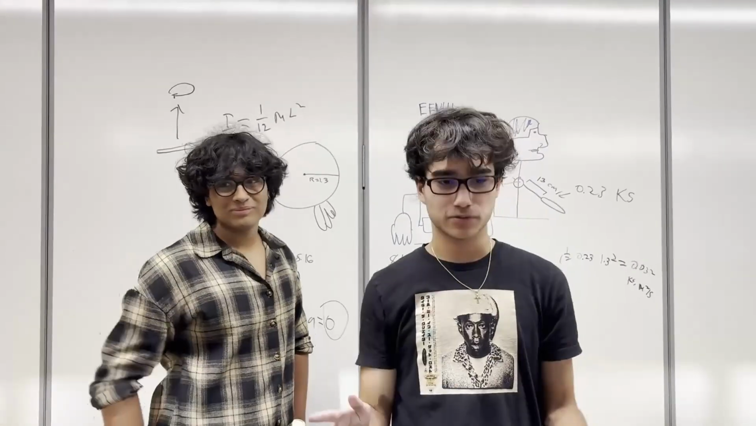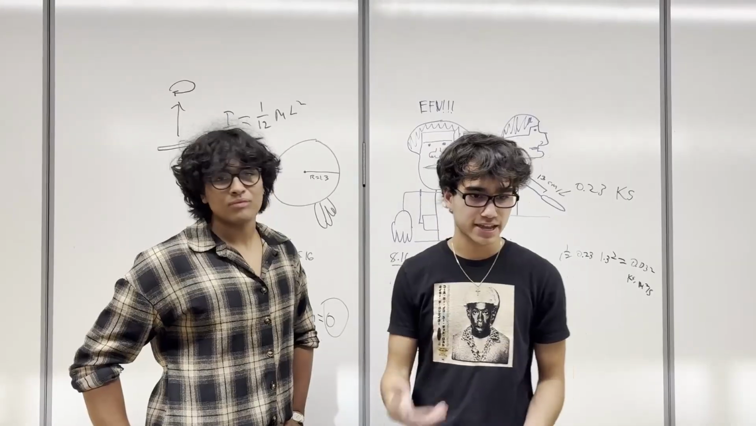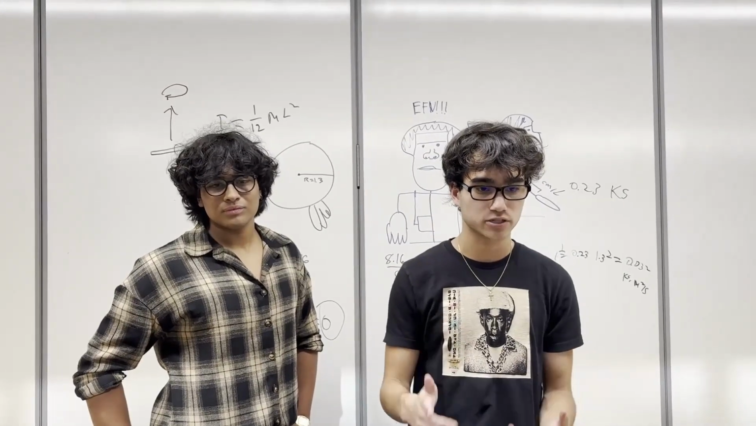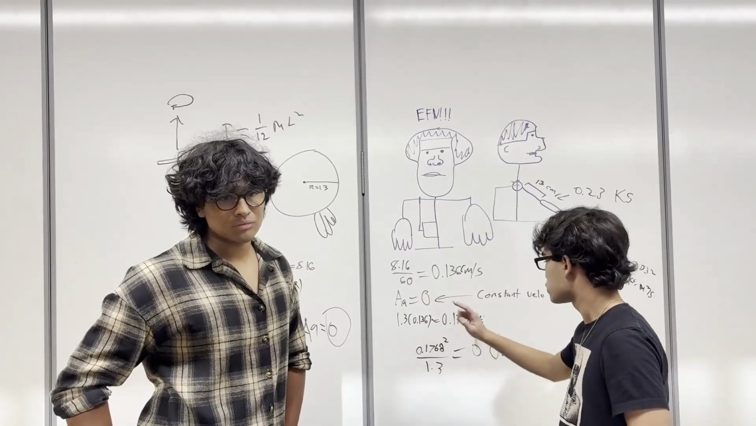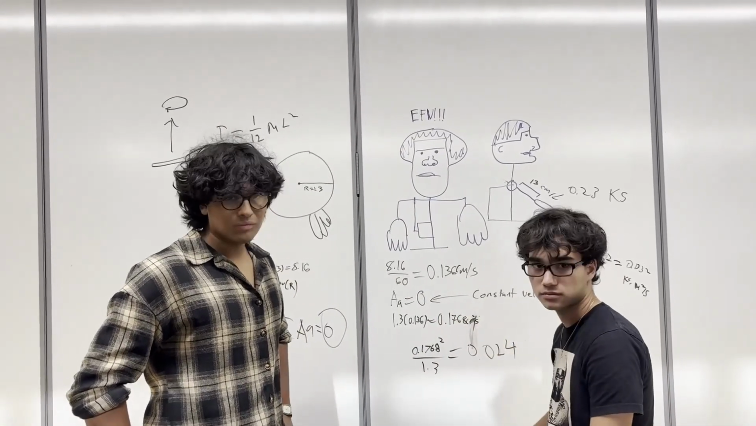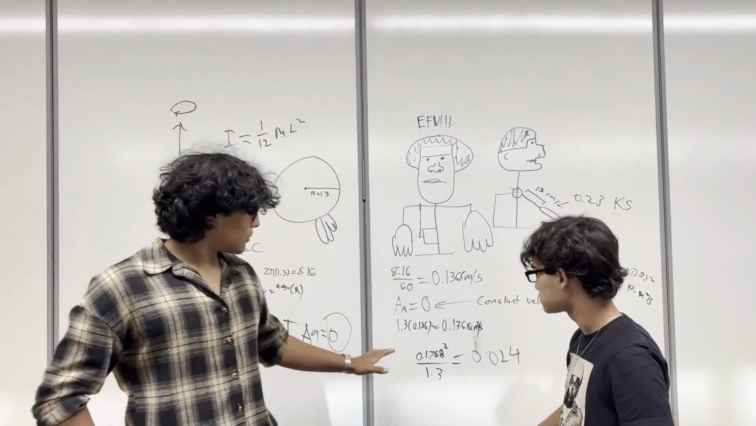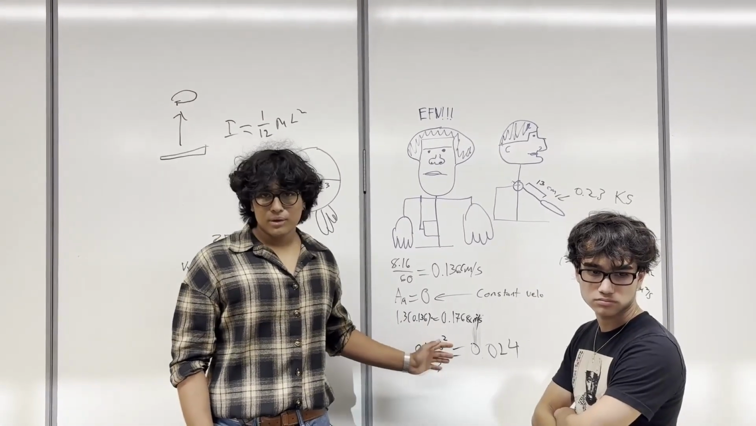Okay. Centripetal force is tangential speed squared divided by the radius. And the tangential speed is equivalent to the angular speed multiplied by the radius, which is 1.3 times 0.136, which should equal 0.1768 meters squared per second. And with that, we can square 0.1768 and divide by 1.3, giving us 0.024.